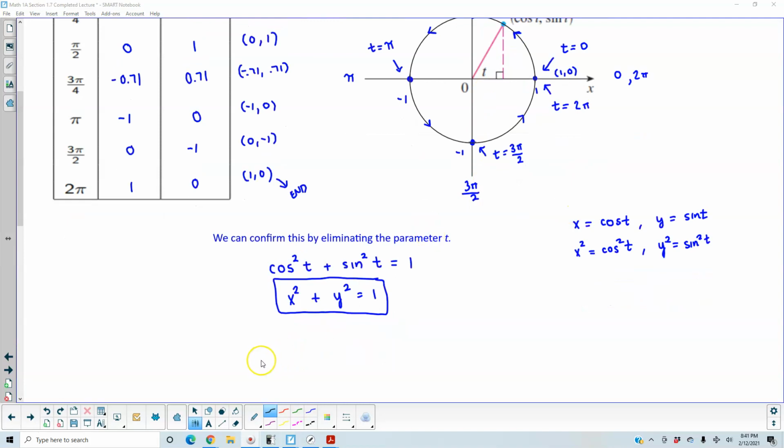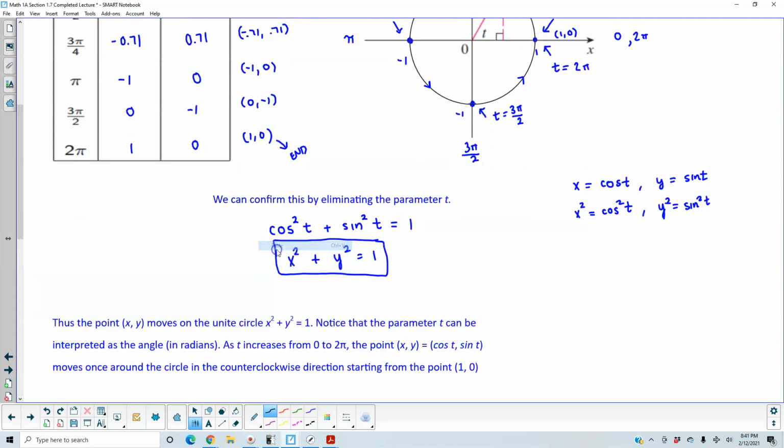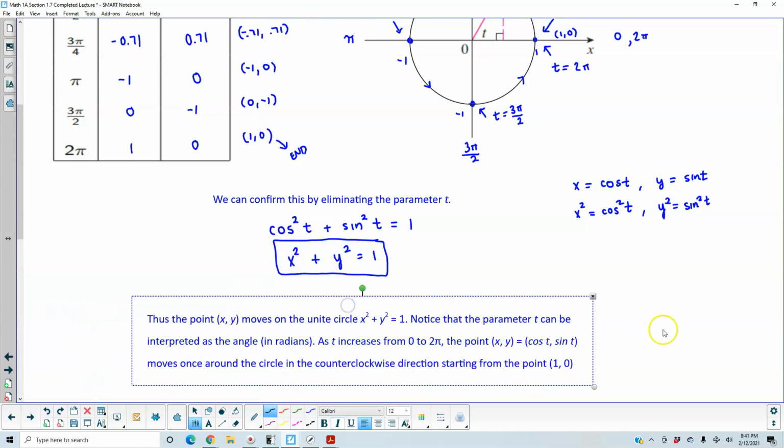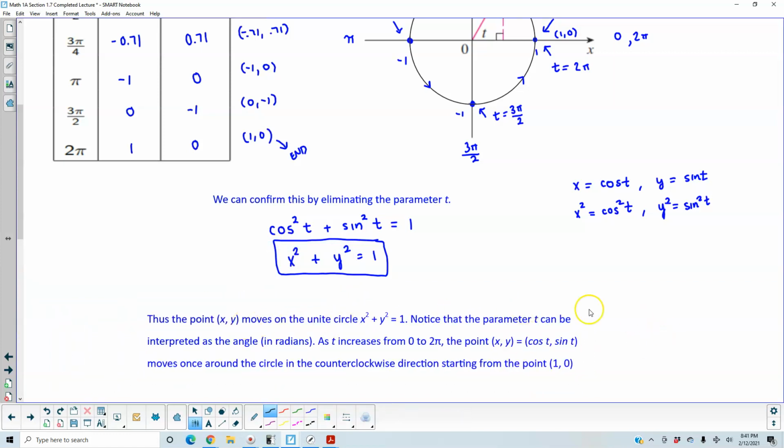So now let's summarize this. We can see that there is a point x, y that moves along this unit circle, x squared plus y squared equals 1. Notice that the parameter t can be interpreted as the angle in radians, and as t increases, going from 0 to 2 pi, the point x, y, equal to cosine t, sine t, moves once around the circle in a counterclockwise direction, starting at the point 1, 0.